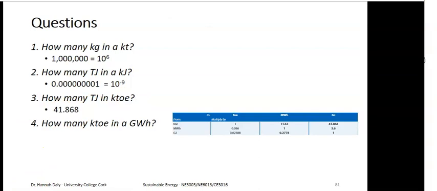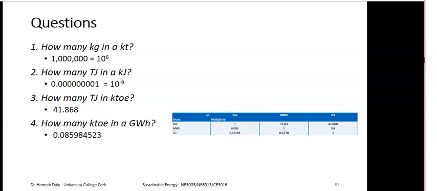41.868. And the next question, how many kTOE in a gigawatt hour? We can use the same rationale. So if we're going from TOE to gigawatt hour here, we multiply by 0.86, and that's the same answer here, 0.86.